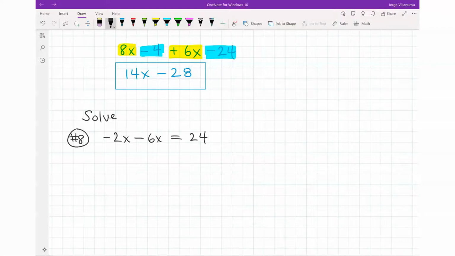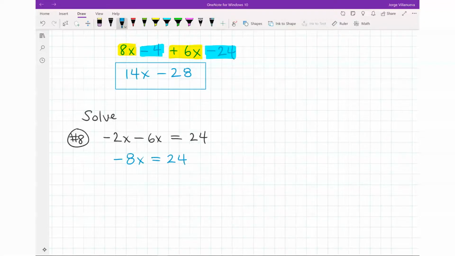Okay, so we're just solving that. Remember, in order to solve, you have to be able to combine like terms, right? So that's what we're going to do. We're going to combine like terms. So these are like terms. Negative 2x minus 6x are like terms. So negative 2x minus 6x is negative 8x equals 24, right?